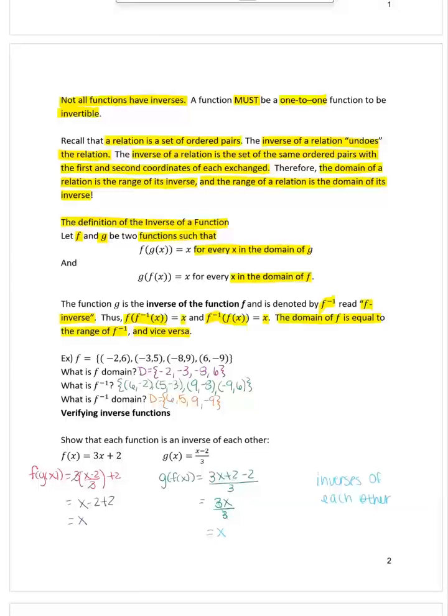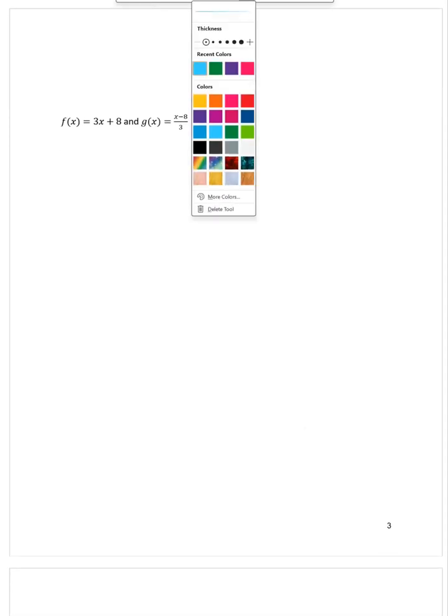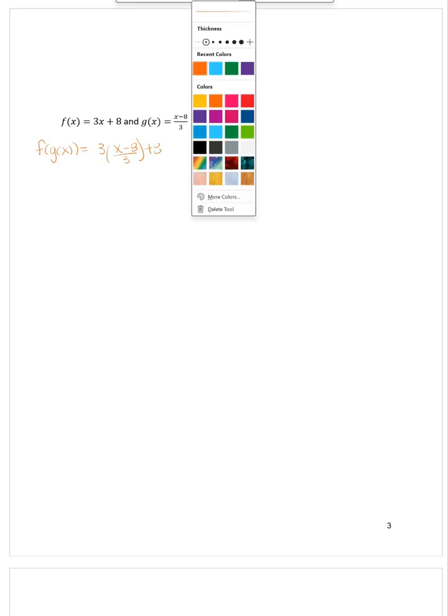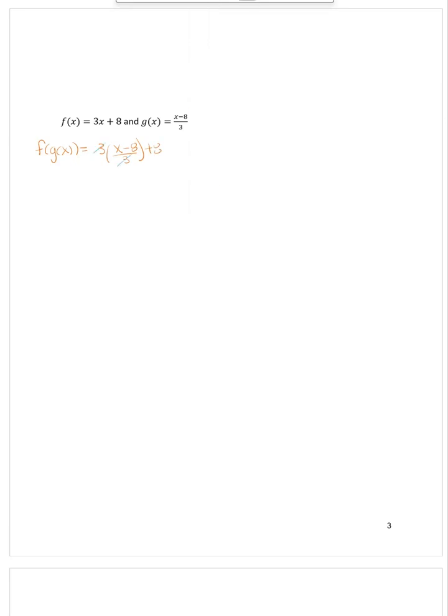Okay? Everybody cool with that one? Not too bad? Okay. Let's do this one. Again, f of g of x. Let's see what that equals. So we're going to take this and put in place of this x. So 3 times (x minus 8) over 3 plus 8. Our 3's cancel, leaving us x minus 8 plus 8. Kind of see a pattern here. Leaves us x, right?